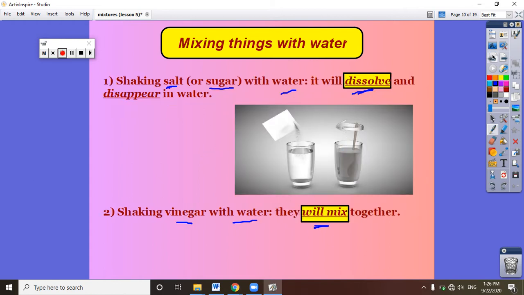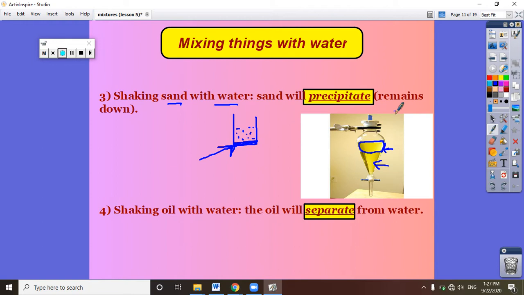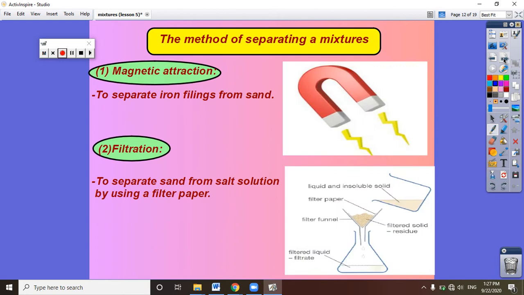So in this part of the lesson, you will be asked what happens if. What happens if we make a mixture of salt and sugar? They will dissolve. What will happen if we make a mixture of vinegar and water? They will mix together. What will happen if we make a mixture of sand and water? The sand will precipitate. What happens if we make a mixture of oil and water? The oil will separate. So until now we identified the meaning of mixtures, the types of mixtures, the ways to make mixtures and the properties of mixtures.